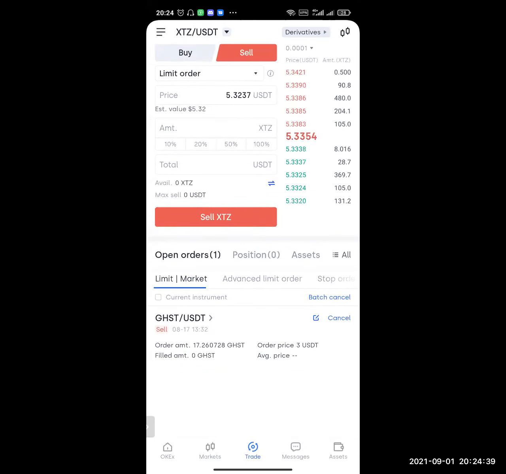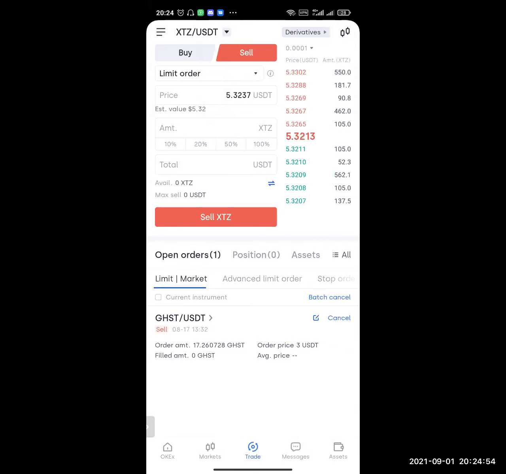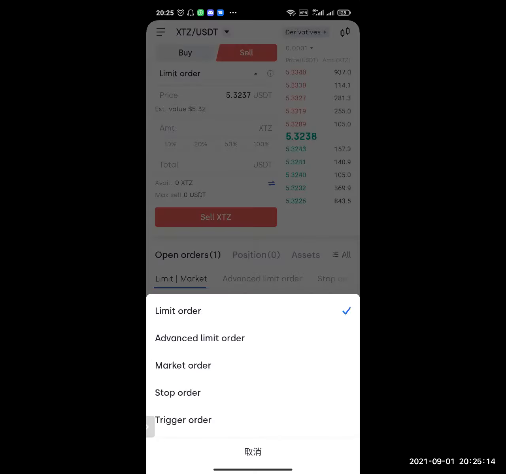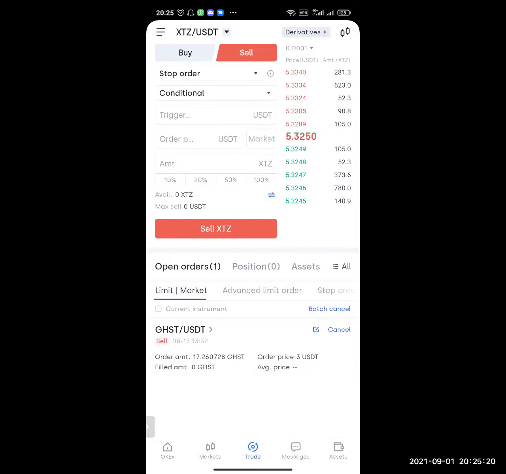But how do you still stay in the market, even though you're not ready to book profits, and without losing your profits? So what should you do? If you're using OKEx, for example, you bought your coin. Come to the sell part of your trading interface. You see limit order. Click on limit order, select stop order. You see it now?